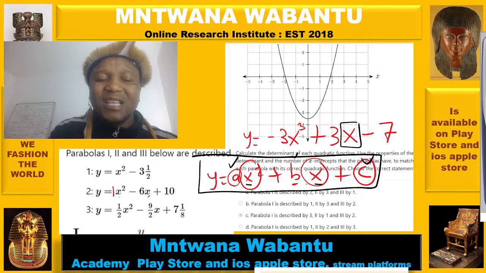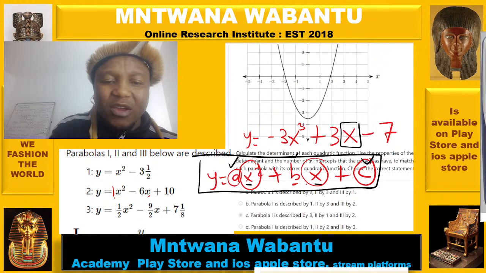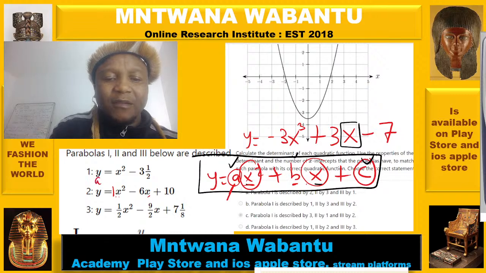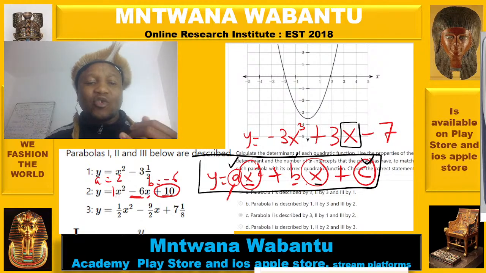If you compare with the standard equation, let me write it clearly. If you look carefully at the standard equation, anything before x squared is a. So the value of a here equals 2. Anything before x is always b. So the value of b equals -6. And the value of c is going to be this one right here. That's how you know a, b, c.